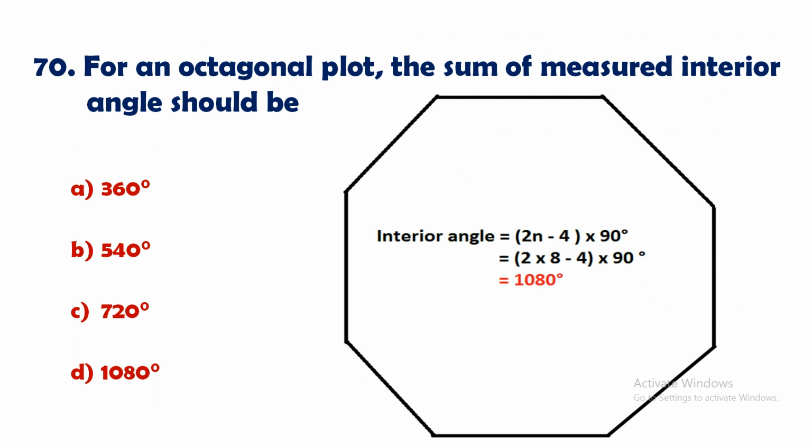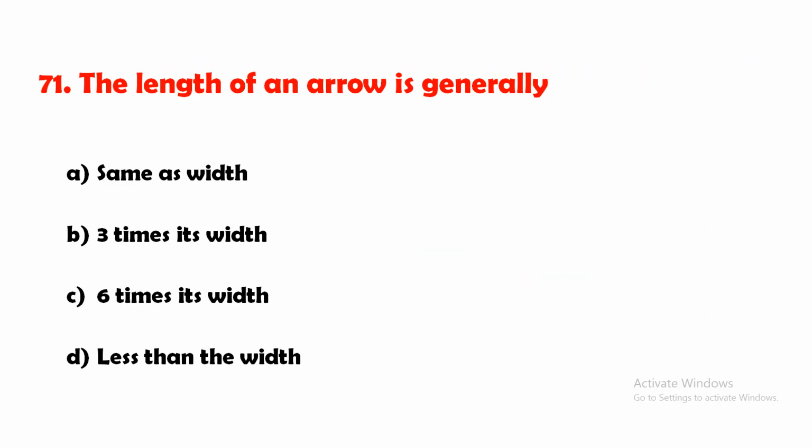For an octagonal plot, the sum of measured interior angle should be 360 degree, 540 degree, 720 degree, 1080 degree. The answer is for an octagonal plot, the sum of measured interior angle should be 1080 degree.